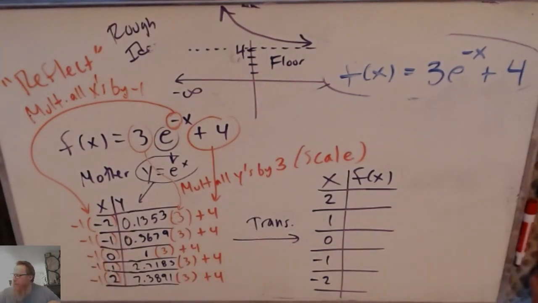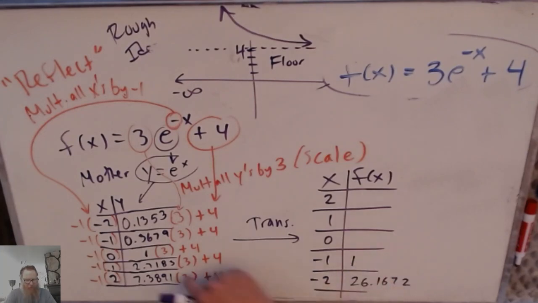Now here's the more calculator-heavy part. You got to multiply and then add. I'm going to start down here at the bottom. 7.3891 times 3 plus 4, 26.1672. I probably won't graph that one. 2.7183 times 3, and then plus 4. Make sure you do it in the right order. You always multiply before you add. 12.1549.